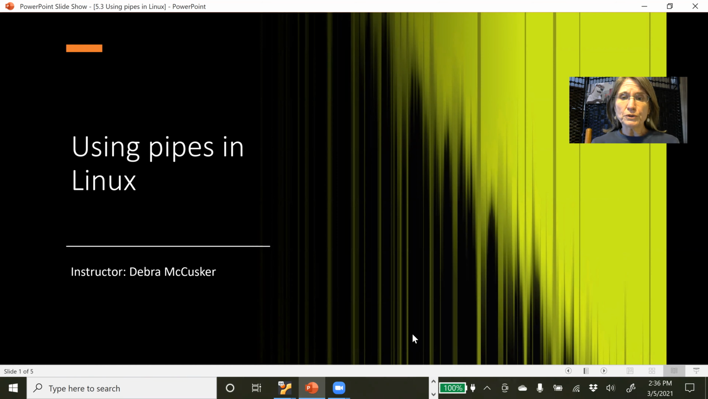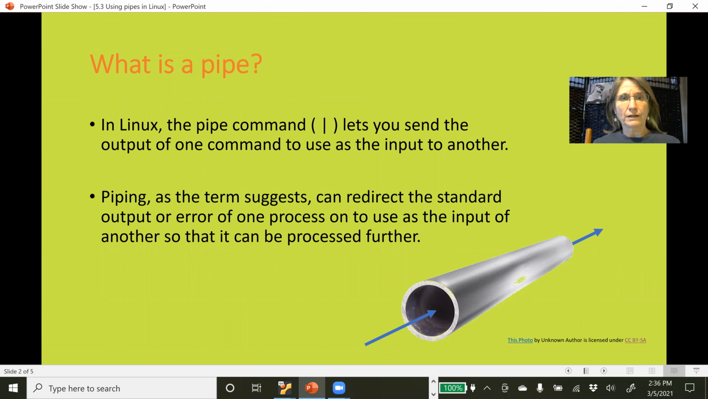So pipes are a mechanism that will let you send output from one command to use as the input to another. We've already used pipes in some of our work in class, or you followed instructions in assignments that happen to use the pipe. But now is the time to learn a little bit more about how they work and what you can do with them.